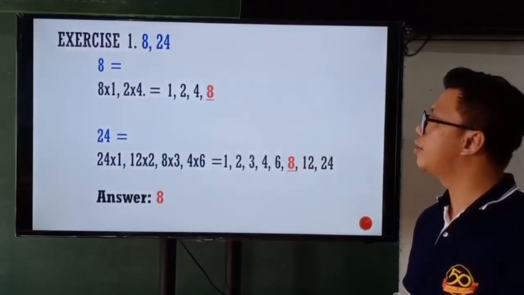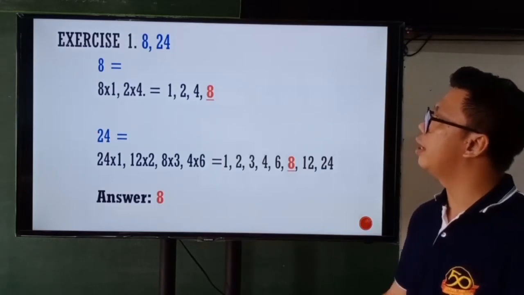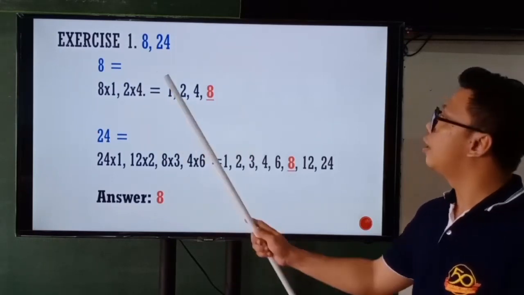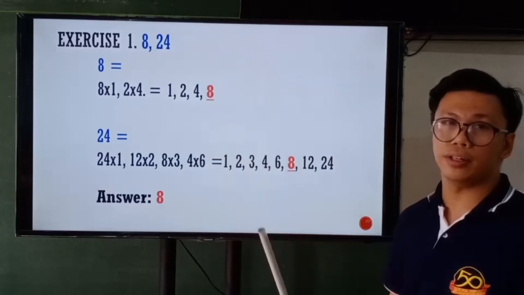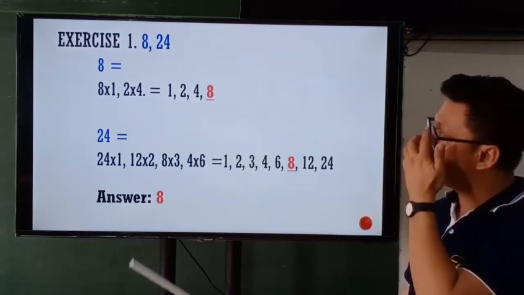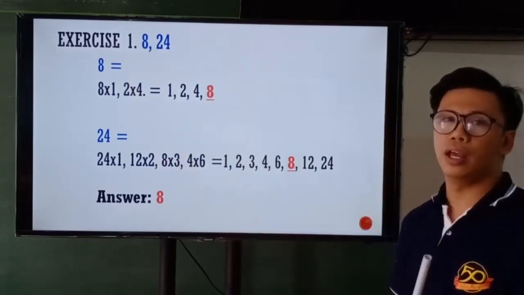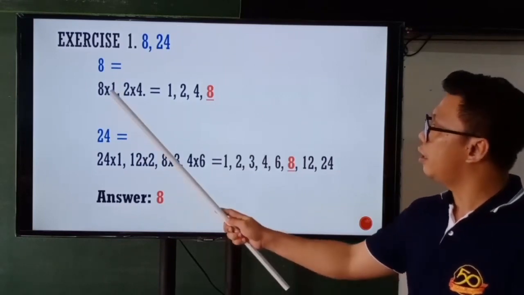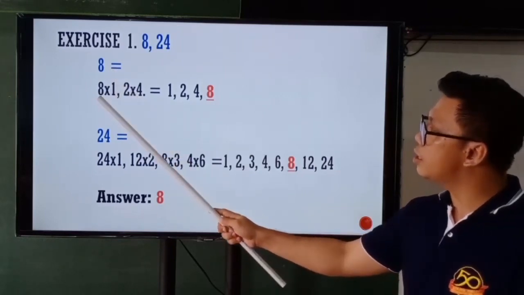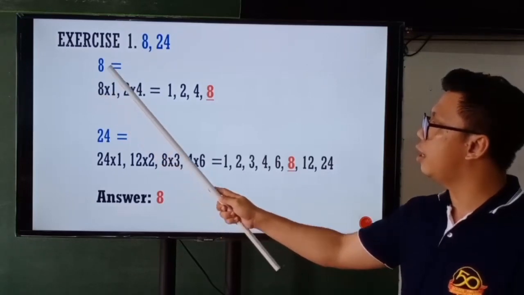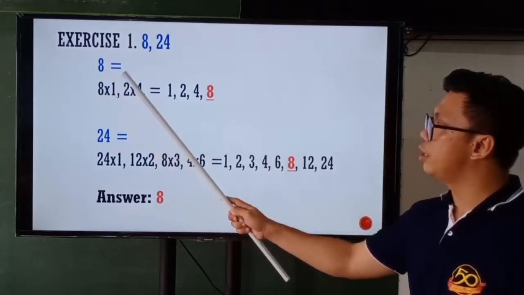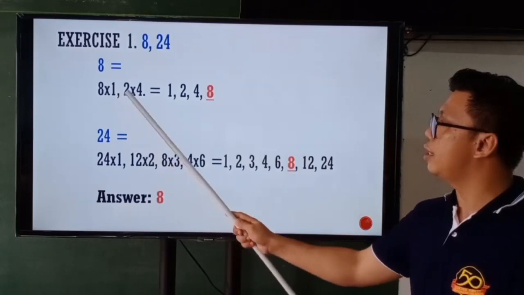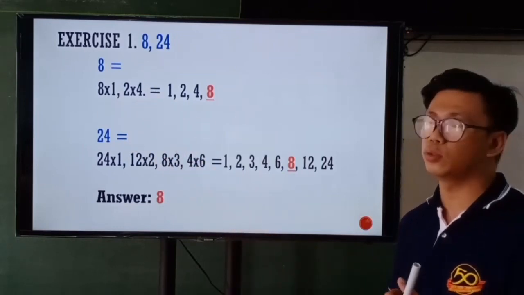Okay, let's check your answer. We have here exercise number 1. We have 8 and 24. So first, we will find the factor of 8. So what is the factor of 8? So we will write here, the factor of 8 is 8 times 1 is 8, 2 times 4 is 8. So the factor is 8 times 1 and 2 times 4.